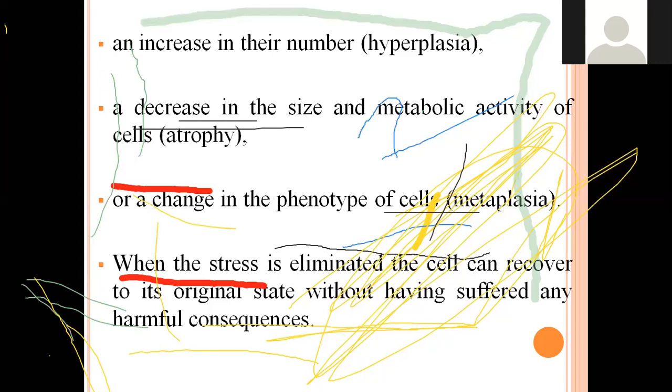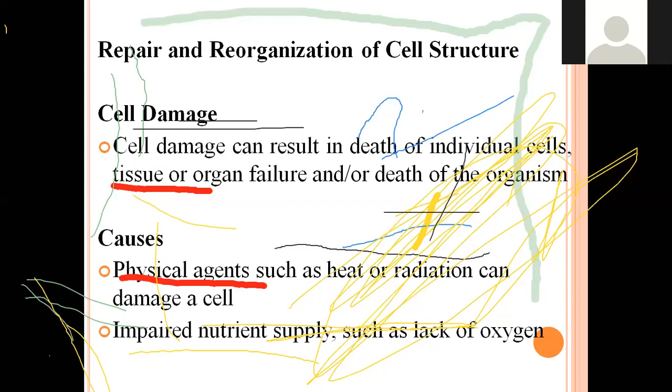So now we want to quickly look at repair and reorganization of cell structure. So we will look at cell damage and what causes cell damage. Cell damage can result in death of individual cells, tissue, or organ failure, and or death of the organism. So cell damage could be the death of the cell, the tissue, the organ itself.